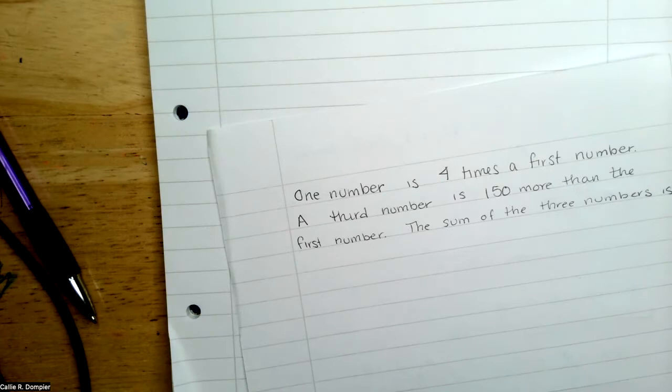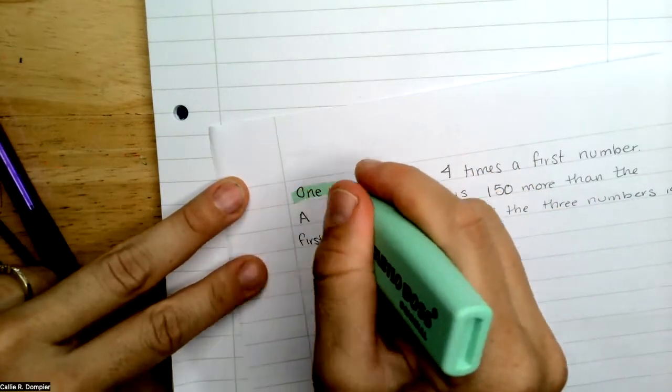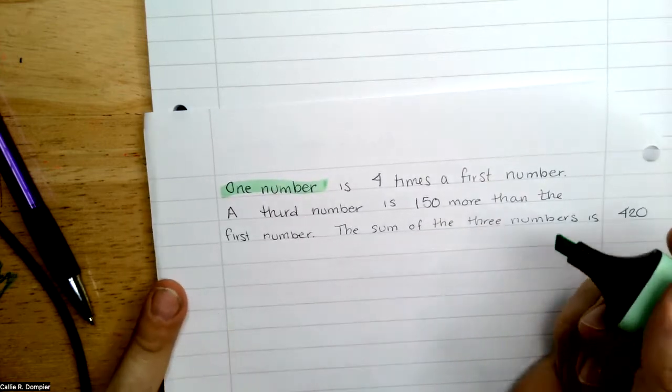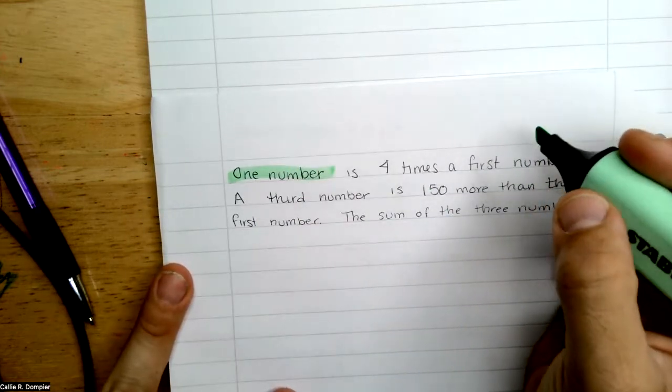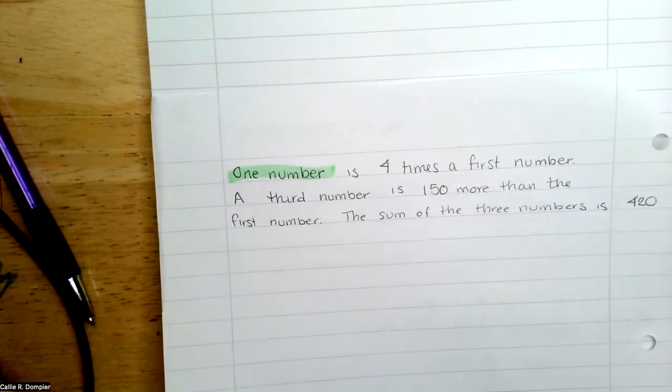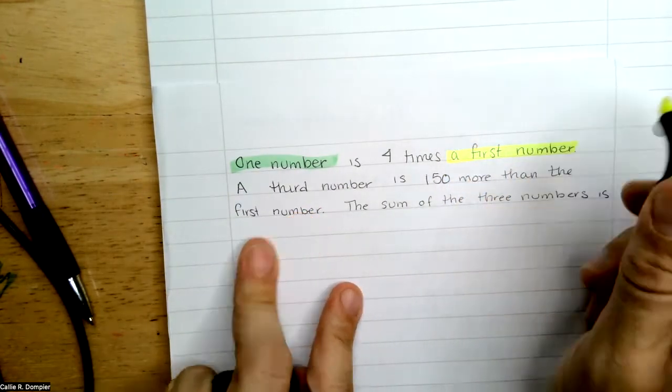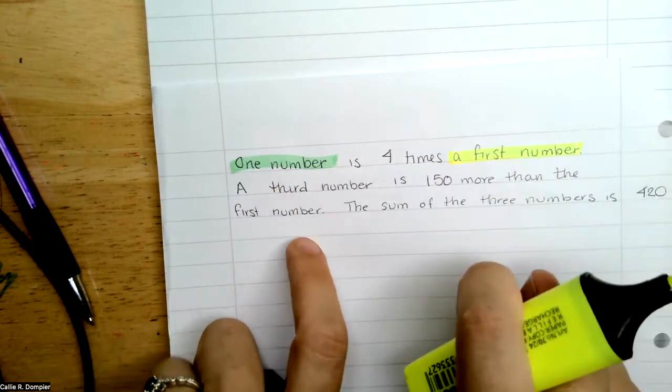One number, remember, if they never tell you what the value of this number is, we need to set it as our variable. One number is 4 times a first number. That is different, right? A first number is different from one number. Those are two separate numbers.